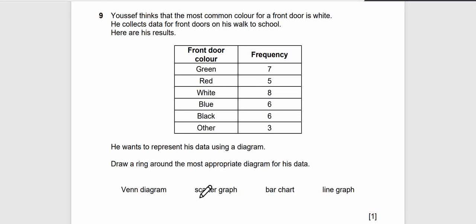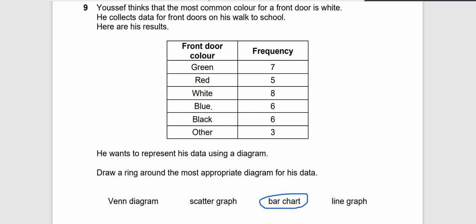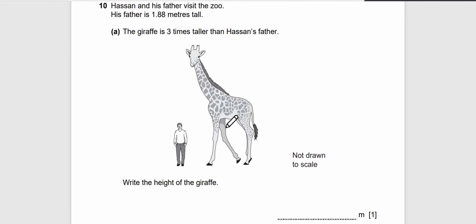Alright, let's check out the answer, guys. So the answer is bar chart. Since this is a discrete variable, color is not continuous, so we use bar chart to show that. Next, question 10. Question 10 says, Hassan and his father visit the zoo.